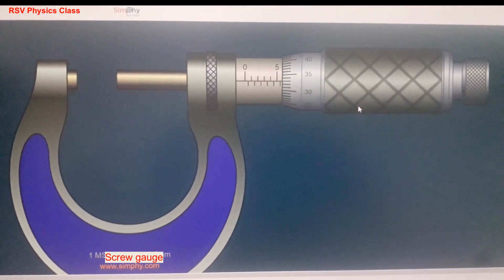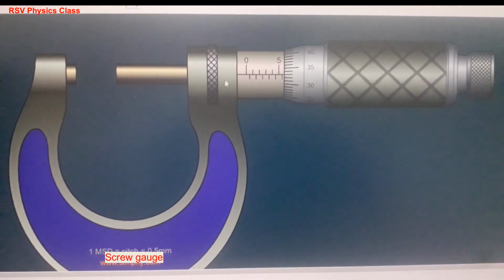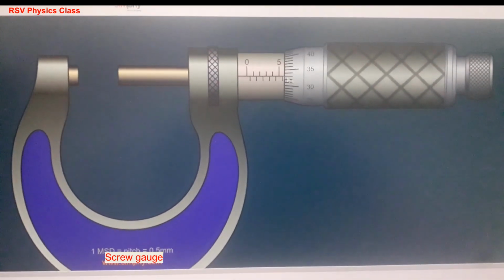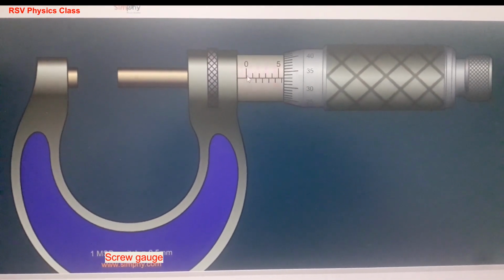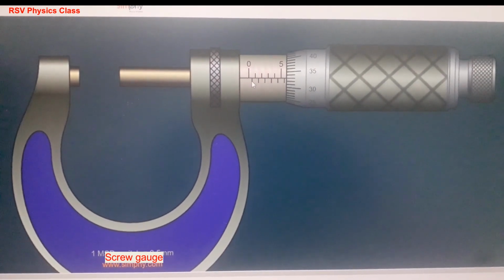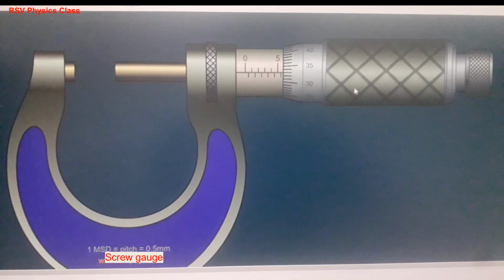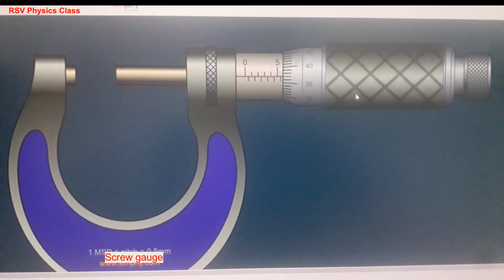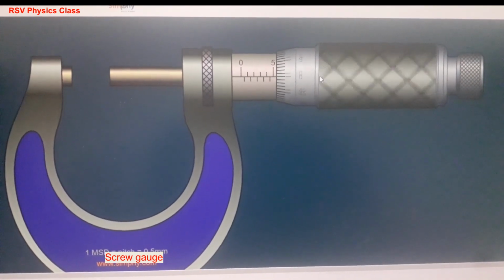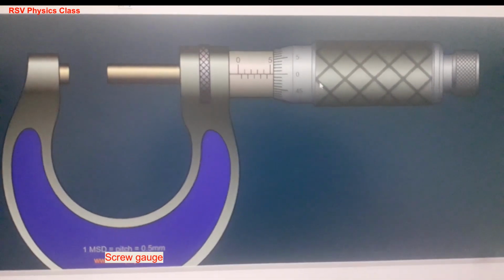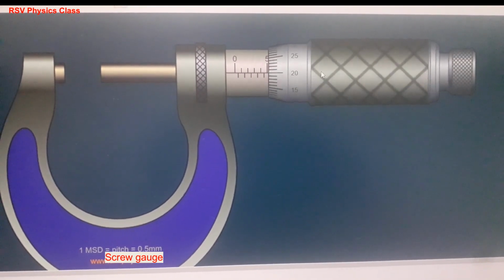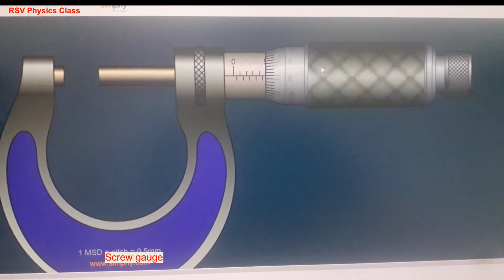Here in this animation I am showing a screw gauge. In this apparatus, this is your main scale, and this is 1 mm, and this is 0.5 mm, and this is your circular scale. Just see, I am matching the main scale axis with 0. See, here it is 0, and then I am moving it 50 divisions clockwise.